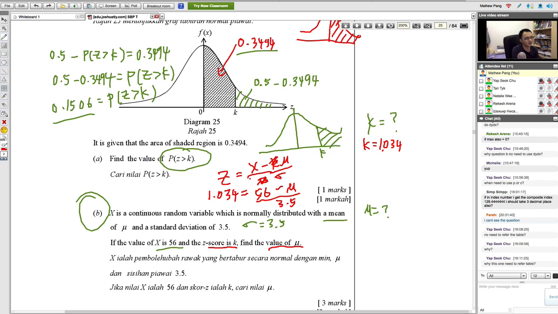Okay, the Z value formula is X minus mean over standard deviation. Alright, so I'm going to move the 3.5. So my 56 minus mean equals 3.5 multiplied by 1.034. So I will get 3.619. Alright, so my mean will equal 56 minus this answer. So I will get 52.381. I will take all the decimals in this kind of question.